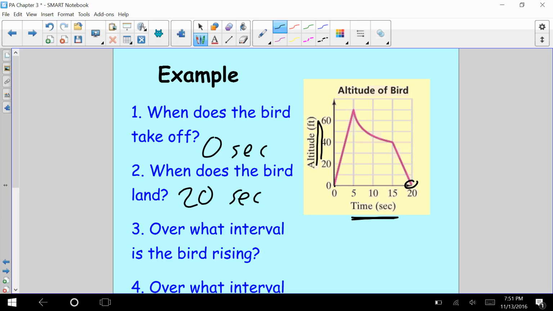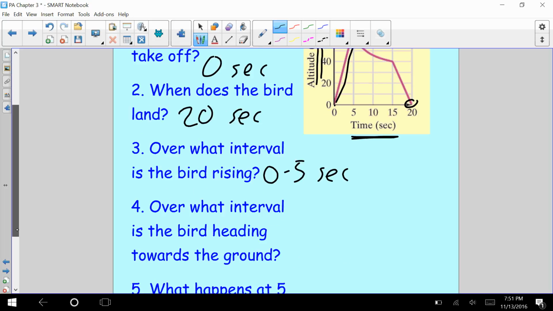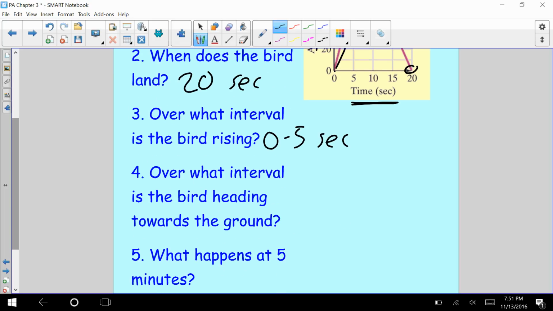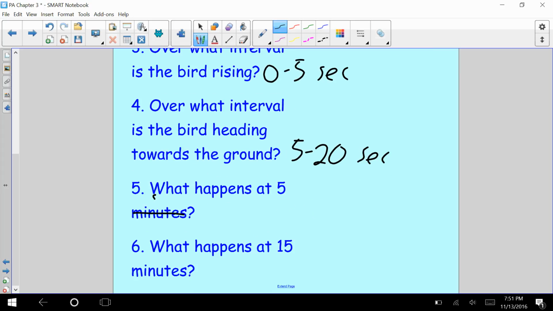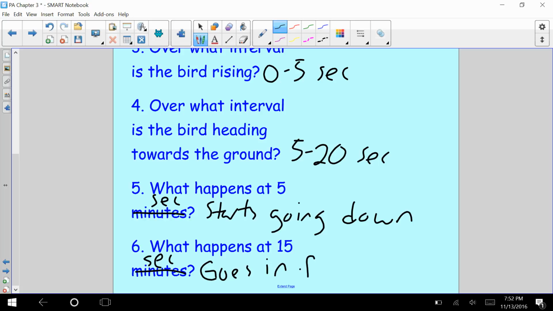Over what interval is the bird rising? When is he going up? Well, he goes up from 0 to 5 here, so 0 to 5 seconds. Over what interval is the bird heading towards the ground? Well, he was going down for 5 to 20 seconds. What happens at 5, that should say seconds? Well, at 5 seconds, you could get a little creative, or you could just say that the bird starts going down. And then what happens at 15 seconds? Something happens to make him steady out, and he goes down steadily now. So maybe he goes in for a landing.